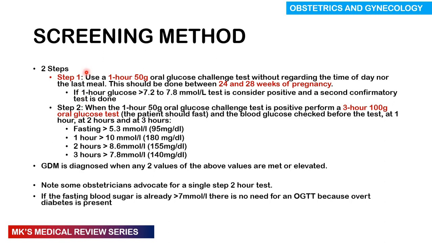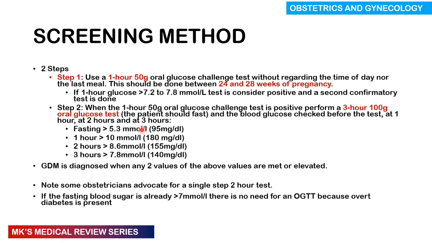Once you measure the blood glucose at 1 hour, if you find that it's greater than 7.2 to 7.8, then you consider this as positive. Then you move on to step 2. If it's less than this, there's no need to move on to step 2, unless you have a high index of suspicion that this woman could have gestational diabetes, in which case you may repeat the test on another day.